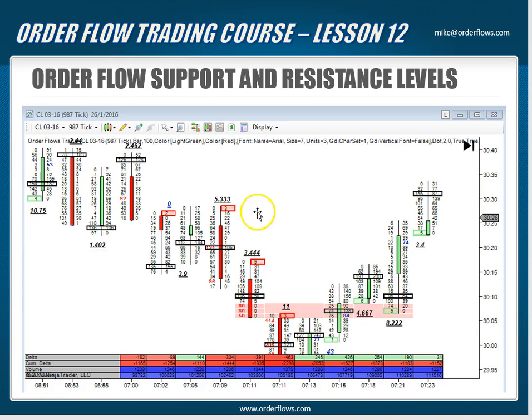Okay, here's an example of crude, again, where it failed. Like I said, support and resistance don't always work 100% of the time. They work the majority of the time, but there's going to be times where they fail, and we've got to go through examples of failures first, so you can at least understand it and take things into context.